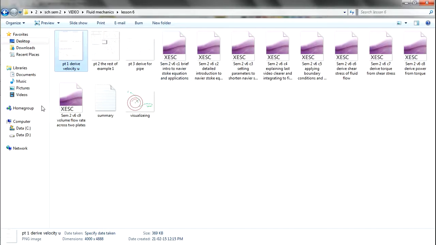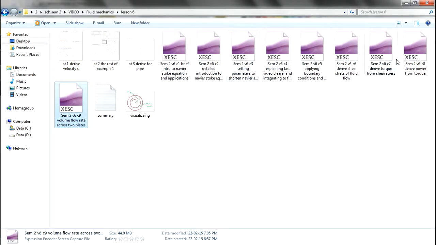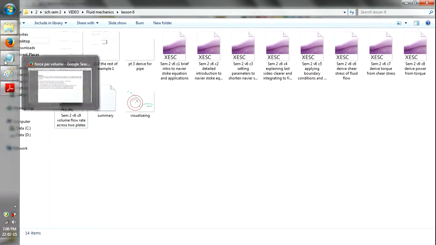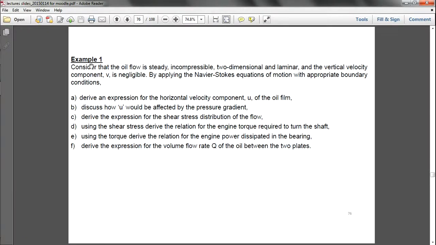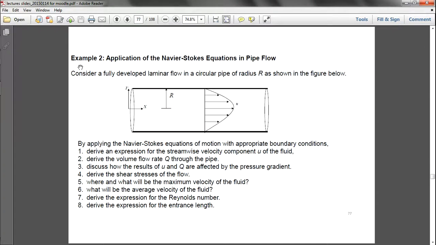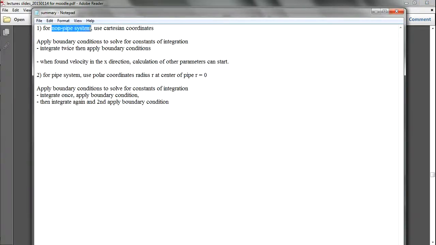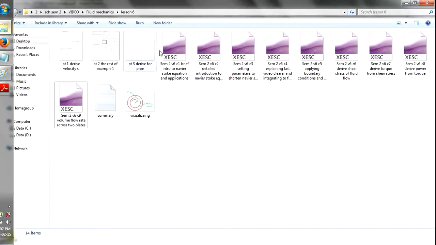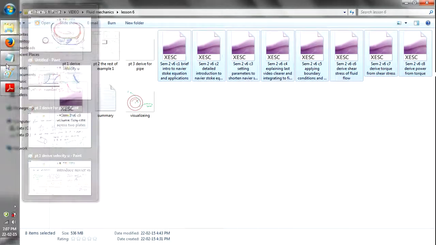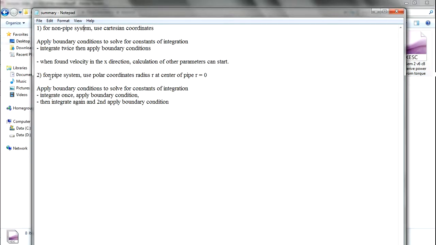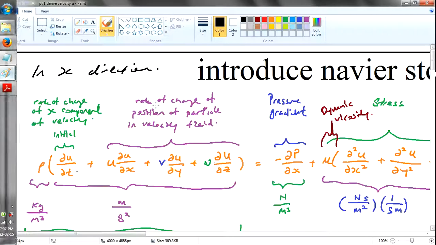For the past 9 videos, I've been talking only about example 1. Now we get example 2. What is the difference between 1 and 2? Example 1 is a non-pipe system, which is what we have done for the past 9 videos. What we're going to do now is a pipe system, and we have to use polar coordinates. Just now we used Cartesian. So let's take a look.